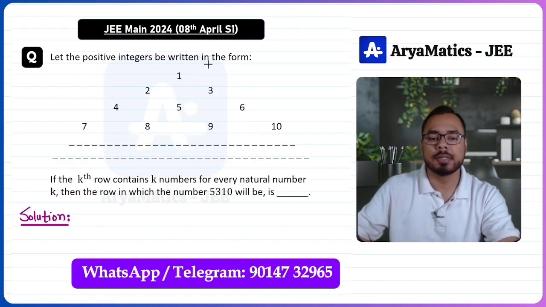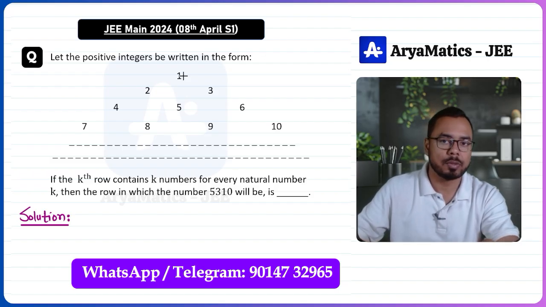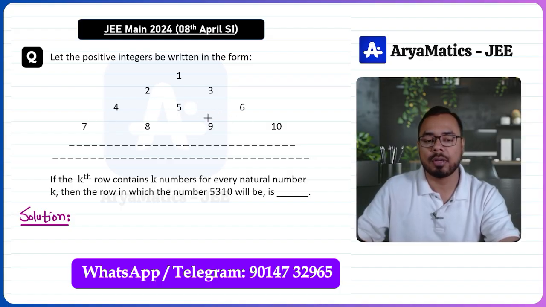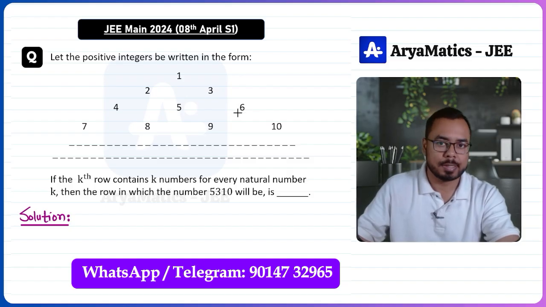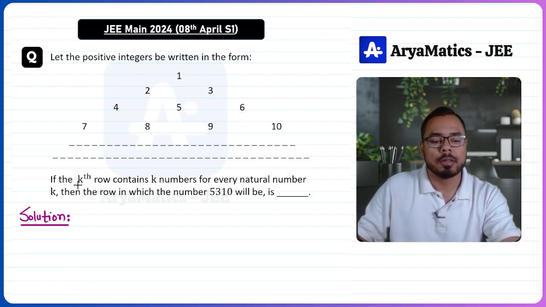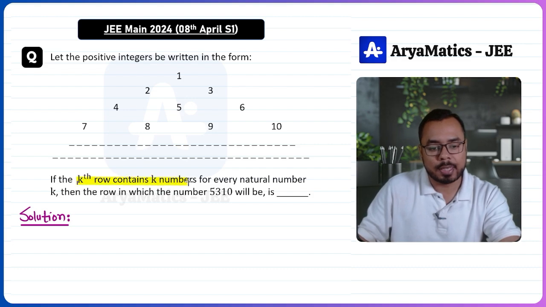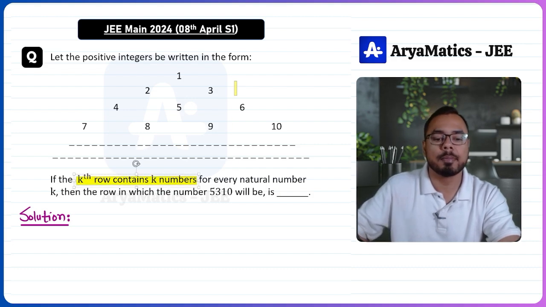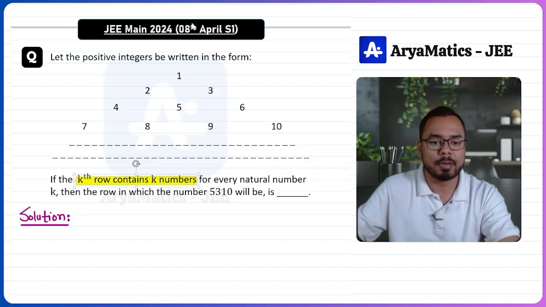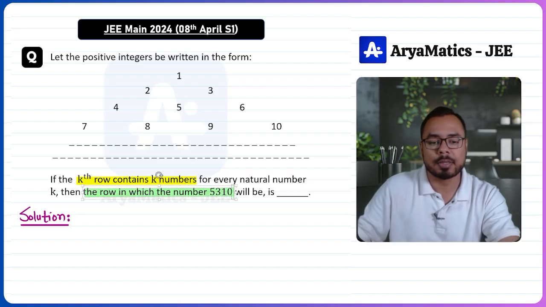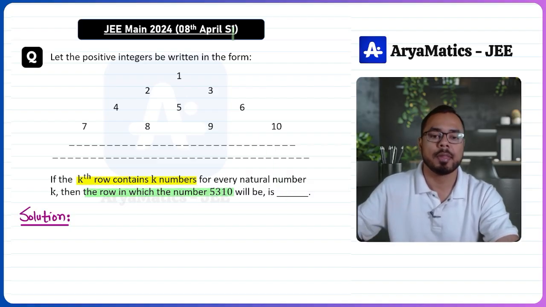The positive integers are written in this form. In first row we have 1, next row 2 and 3, then 4, 5, 6, and so on. So basically we have first n natural numbers, and in nth row there are n numbers. In first row we have 1, next row 2, then next row, next 3 elements, and so on. The problem is if the kth row contains k numbers, for every natural number k, then we have to find the row in which we have this number 5310.